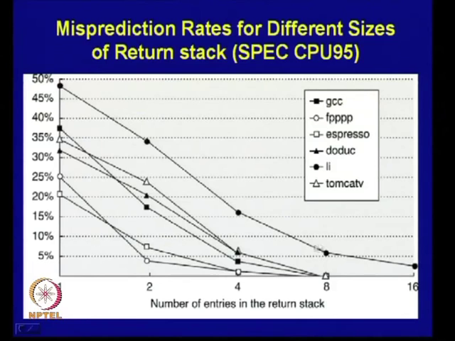except for one particular application program, that is LI. For this particular benchmark, it is not 100% prediction. Misprediction rate is 0 for all other applications except for only one application program, that is LI, where the misprediction rate is about 2.5% even with this return stack size of 16 entries. If you increase the size of the return stack for this application also, it may become 0. But this particular simulation result clearly demonstrates the usefulness of the return stack, and the size need not be very high. That is also clear from this particular simulation result.